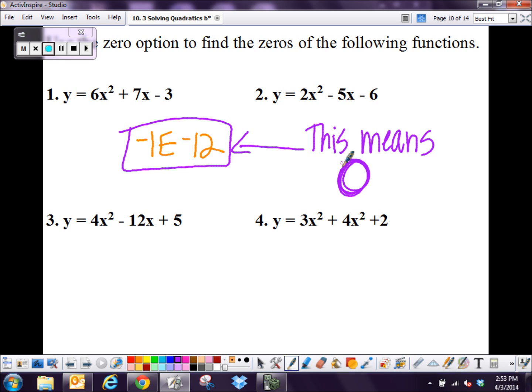So if you see that, so let me just give you an example. If I was given a 0 or an x-intercept of -3, and then it said, as for my y value, it said -1 e to the -12. All that means is -3, 0, and that's where it would be crossing the x-axis. So don't let that big E confuse you. Just know that's what that means.